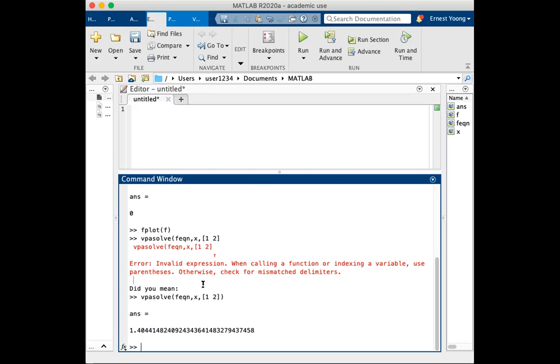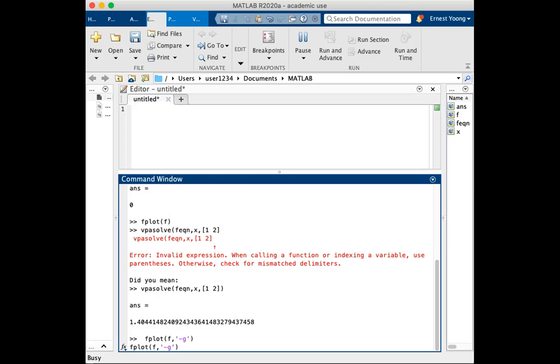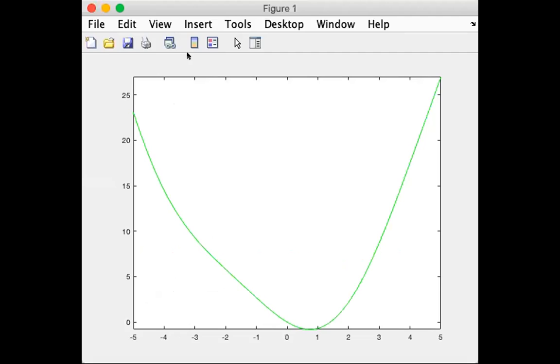Okay. And next thing I'm going to show you, if I want to plot my graph in a different color. So here's just a little small special feature. I think it's called dot g. Which means if we plot the function in green color, that's right. As you can see, now it's already in green color.